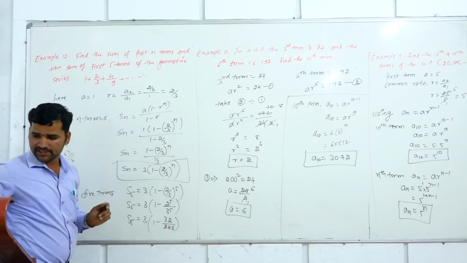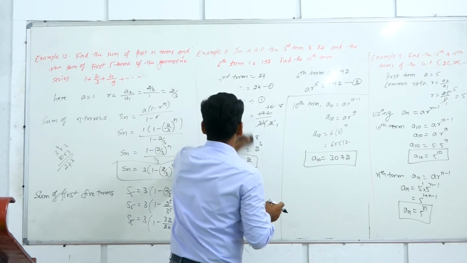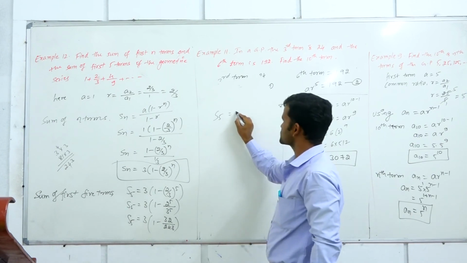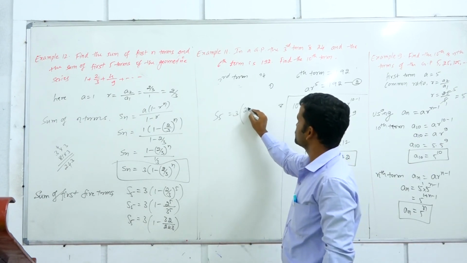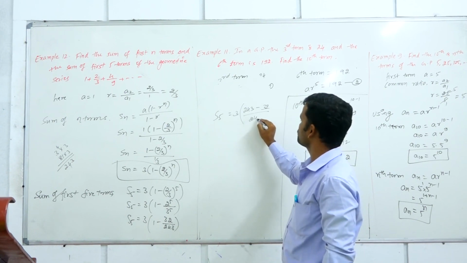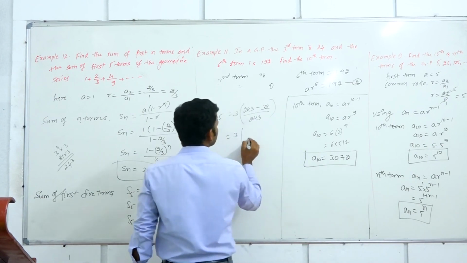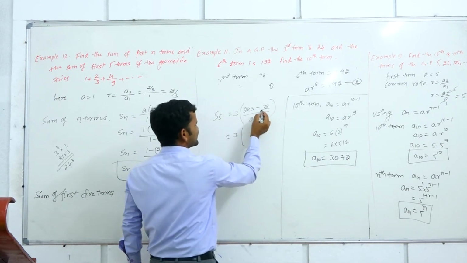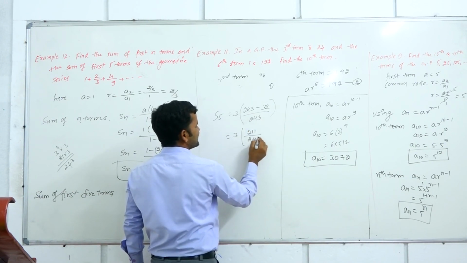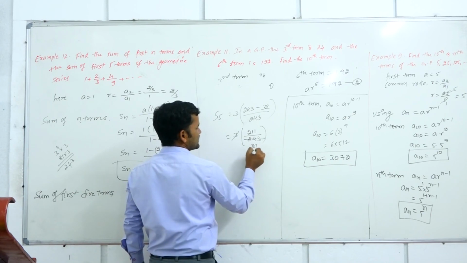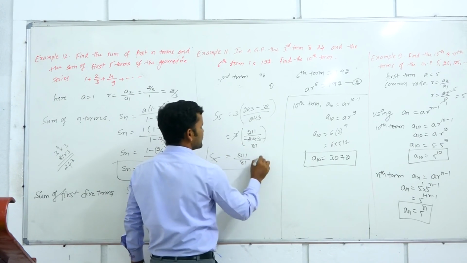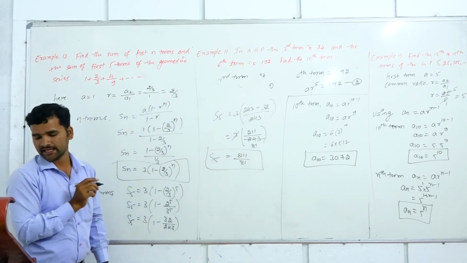Okay, let me simplify that answer. S5, sum of first 5 terms, is equal to 3 into cross multiply, 243 minus 32 divided by 243. 243 minus 32 is nothing but 211. So 3 into 211 by 243. 3 ones are 3, 81s are. This is 211 by 81, sum of first 5 terms. If they have a common factor, we can cancel it again.